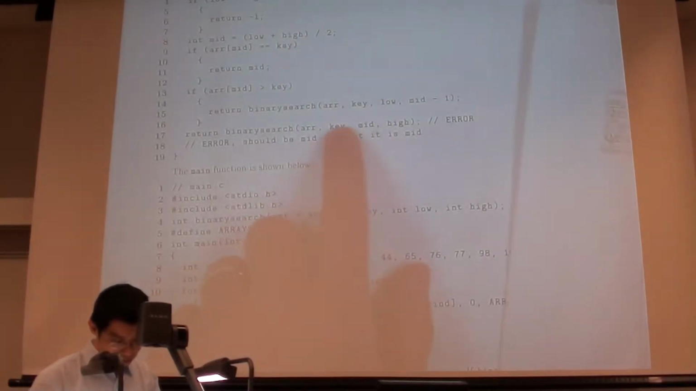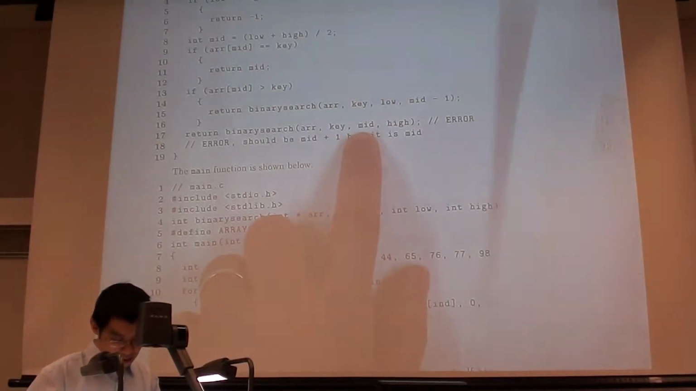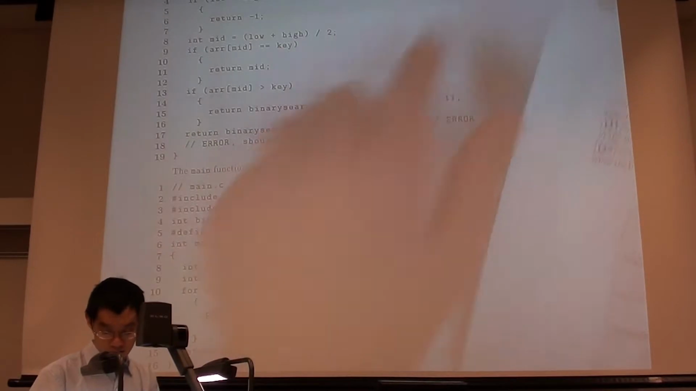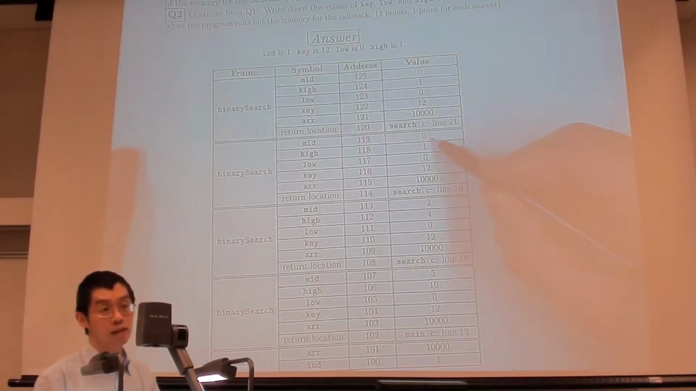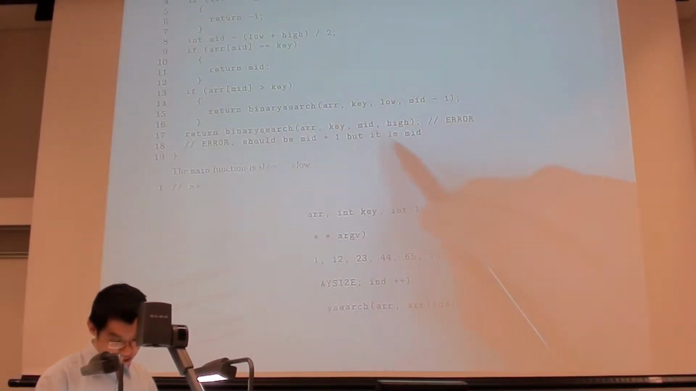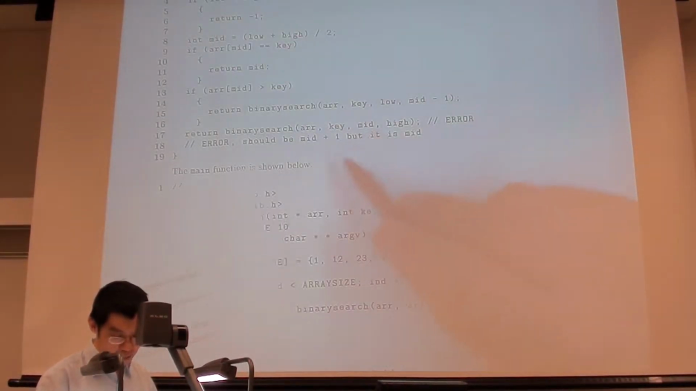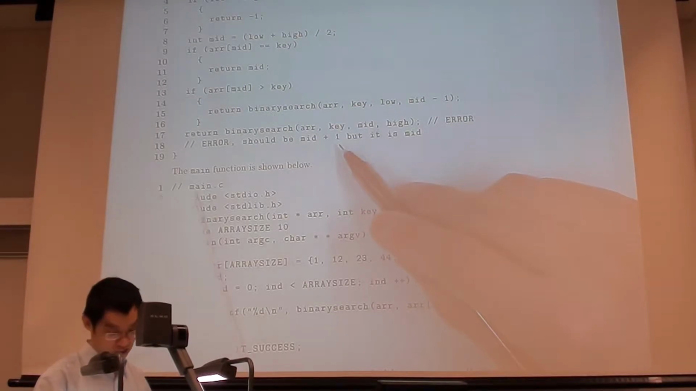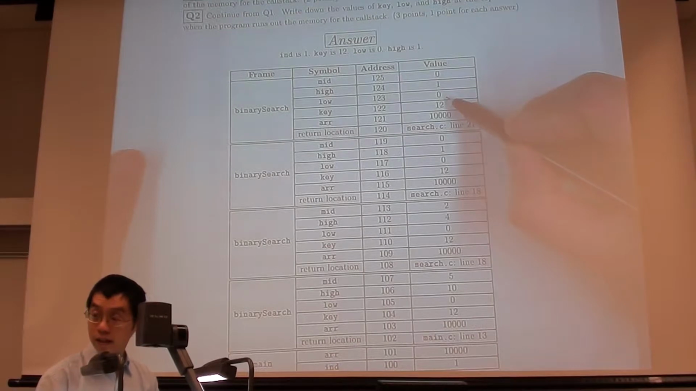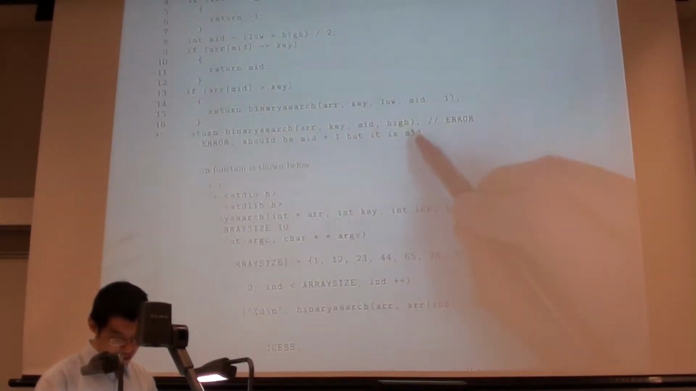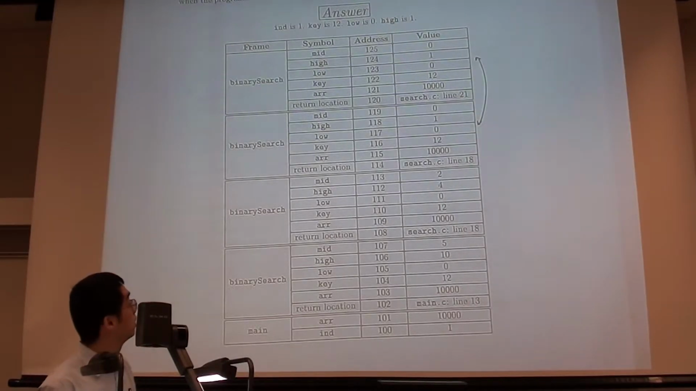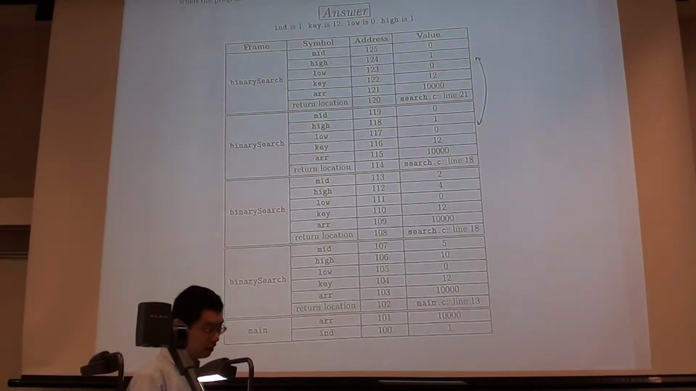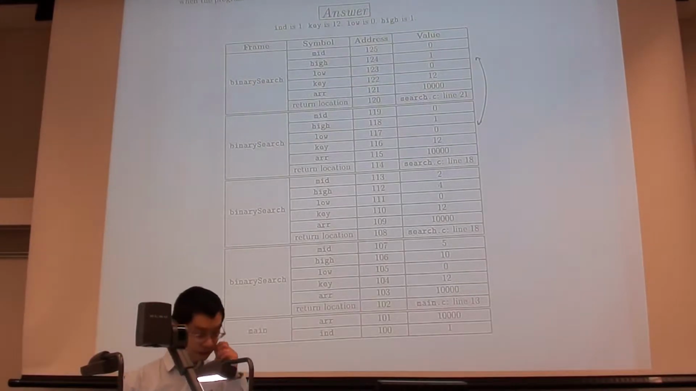Then you come here, so low is 0, high is 1. Mid is 0 because 1 divided by 2 is 0. Then here you do mid plus 1 instead. Therefore, your low stays at 0. Your high doesn't change. So you look at these two frames and they are the same. Therefore, you get into a recursion that will never end.